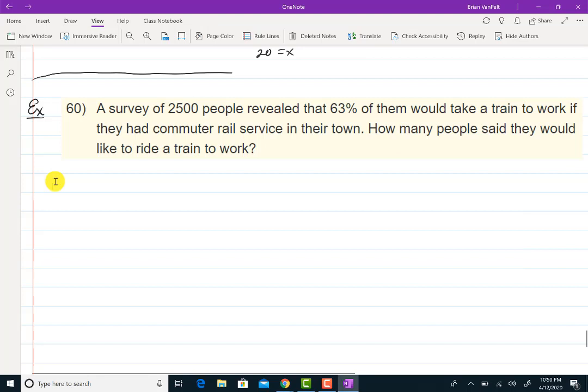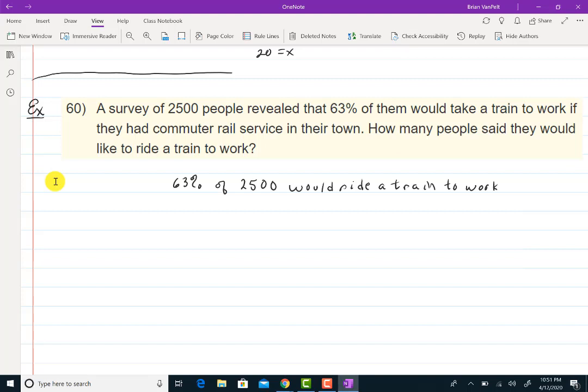All right, let's see here. We have a survey of 2,500 people revealed that 63% of them would take a train to work if they had commuter rail service in their town. So how many people said they would like to ride a train to work? Well, there's 2,500 people, and 63% of them said they would. So 63% of 2,500 would ride a train to work.